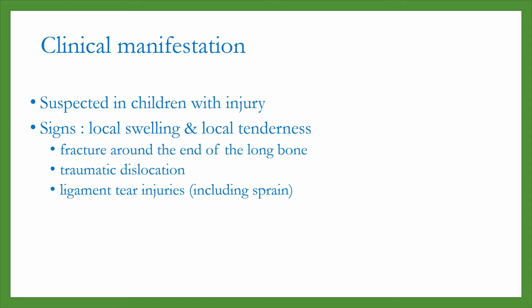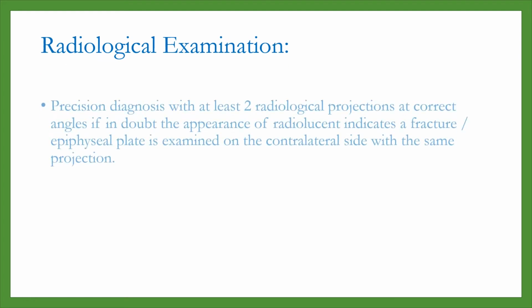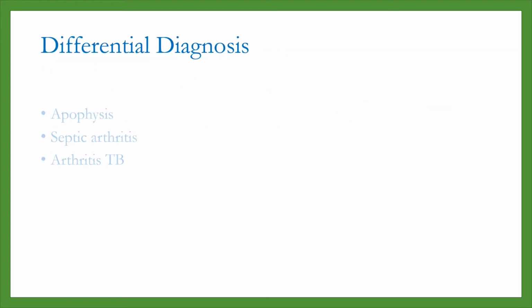Radiological examination. Precision diagnosis with at least 2 radiological projections at correct angles. If in doubt, the appearance of radiolucent indicates a fracture or epiphyseal plate is examined on the contralateral side with the same projection. Differential diagnosis: apophysis, septic arthritis, arthritis tuberculosis.